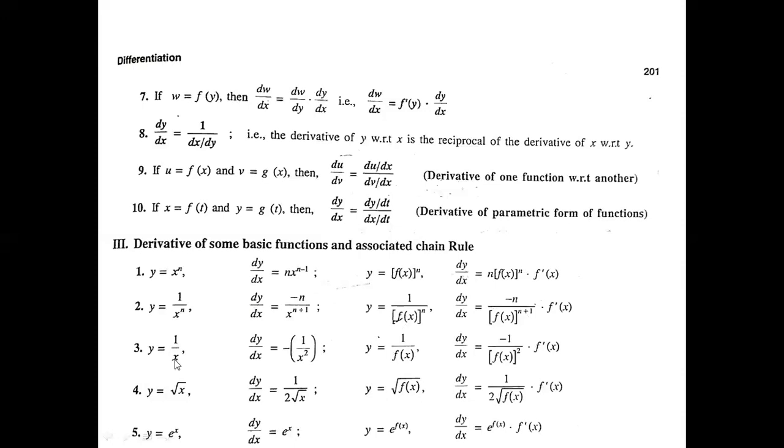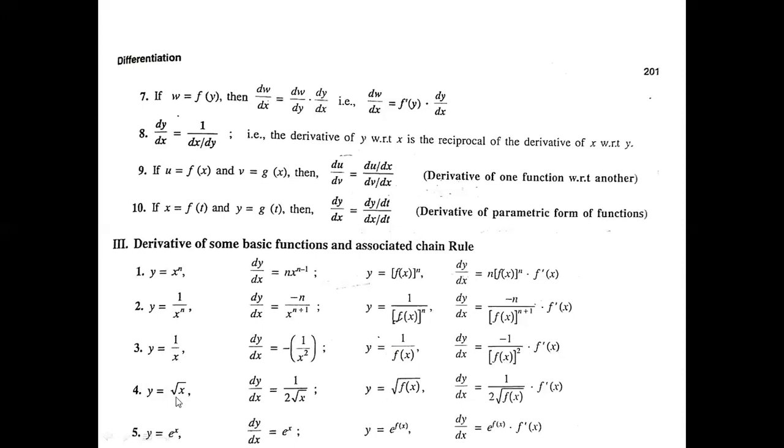If y is equal to 1 by x, then dy by dx is minus 1 by x square. Similarly, if y is equal to 1 divided by f of x, then dy by dx is equal to minus 1 by f of x whole square. By the chain rule, the derivative of f of x is f dash x.